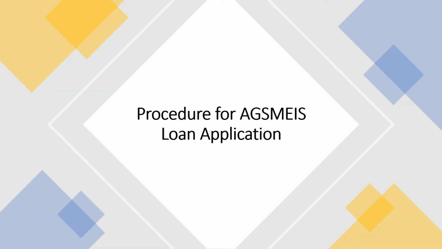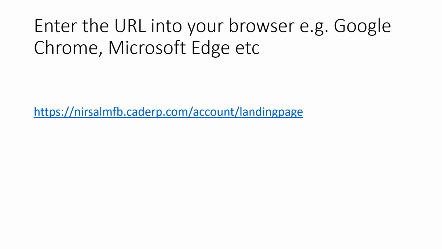So this is the procedure for AGSMEIS loan application, because you must apply for the loan before you start filling your business plan. Right here in this place, you have the URL. All you need to do is just copy the URL and put it into your browser, either your Google Chrome or Microsoft Edge, whichever one that you find in your computer that is most convenient. Just put it there, because there are so many browsers. I wouldn't know the one you are using in your own system. But all that is important here, copy this URL and put it into your browser.